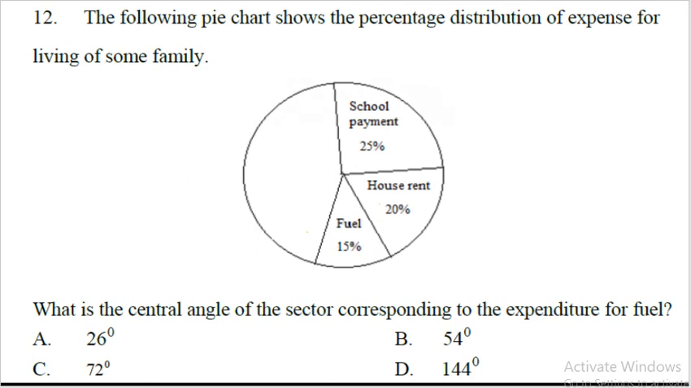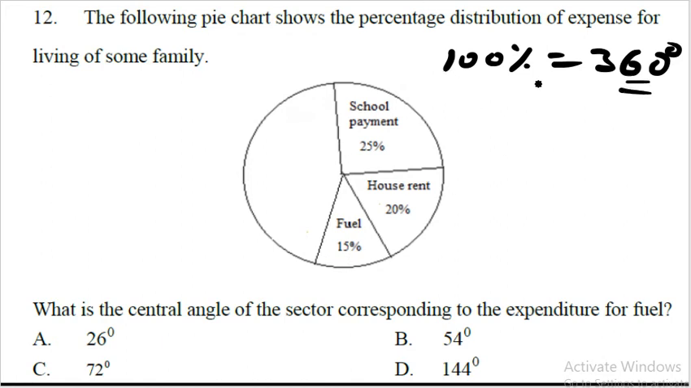Next question. It says the following pie chart shows the percentage distribution of expenses for living of some family. School payment is 25% of the salary, house rent is 20%, fuel is 15%. What is the central angle for the sector corresponding to the expenditure for fuel? We are asked to find the central angle for fuel. By the way, 100% is the same as 360 degrees. The total is 100% in percentage, and 360 in degrees because it's a full circle.